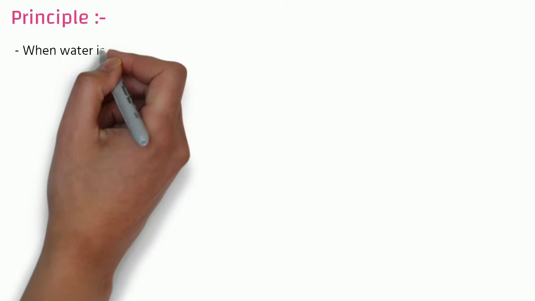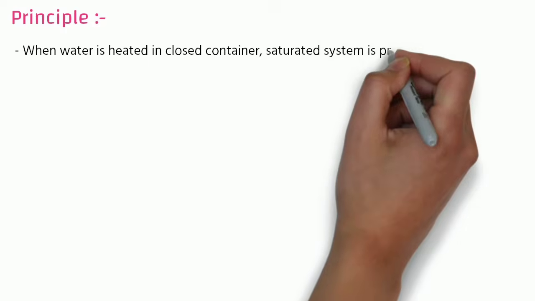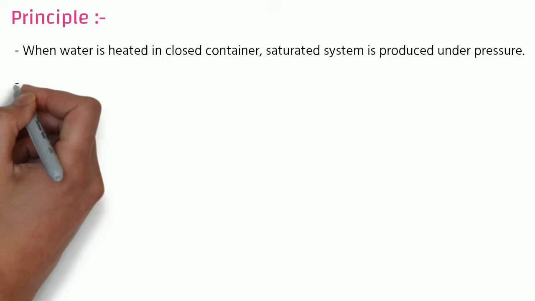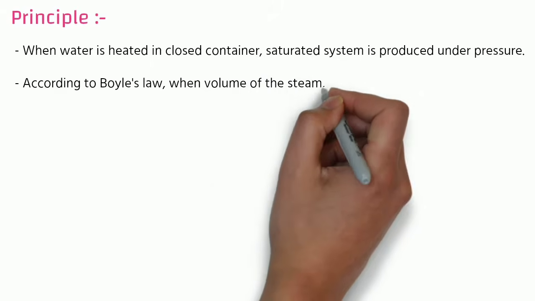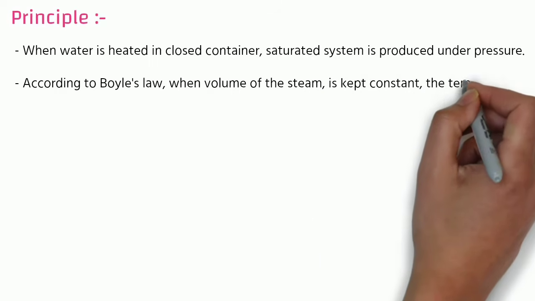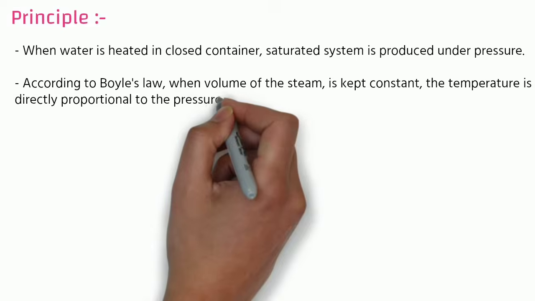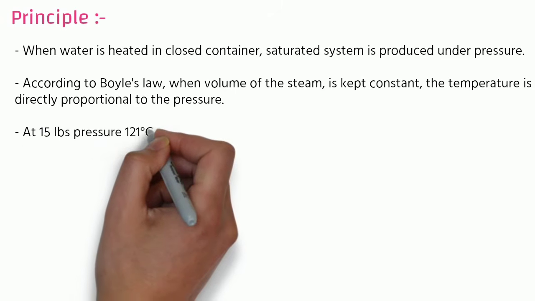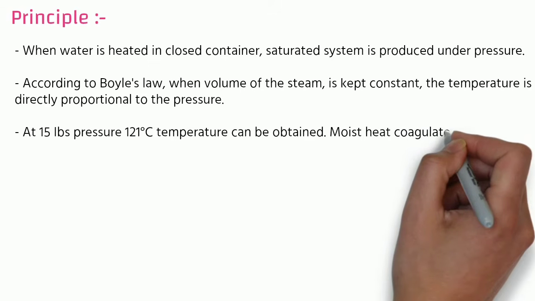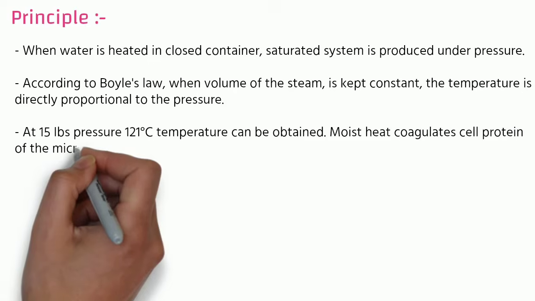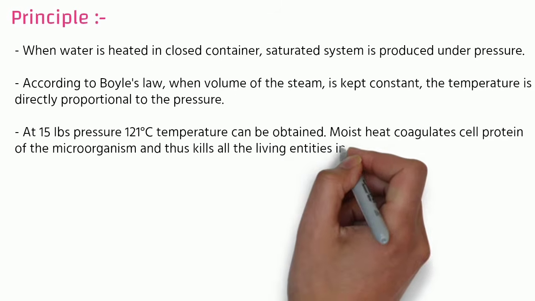When water is heated in a closed container, saturated steam is produced under pressure. According to Boyle's law, when the volume of the steam is kept constant, the temperature is directly proportional to pressure. At 15 lbs pressure, a temperature of 121 degrees Celsius can be obtained. Moist heat coagulates cell protein of the microorganisms and thus kills all the living entities including spores.